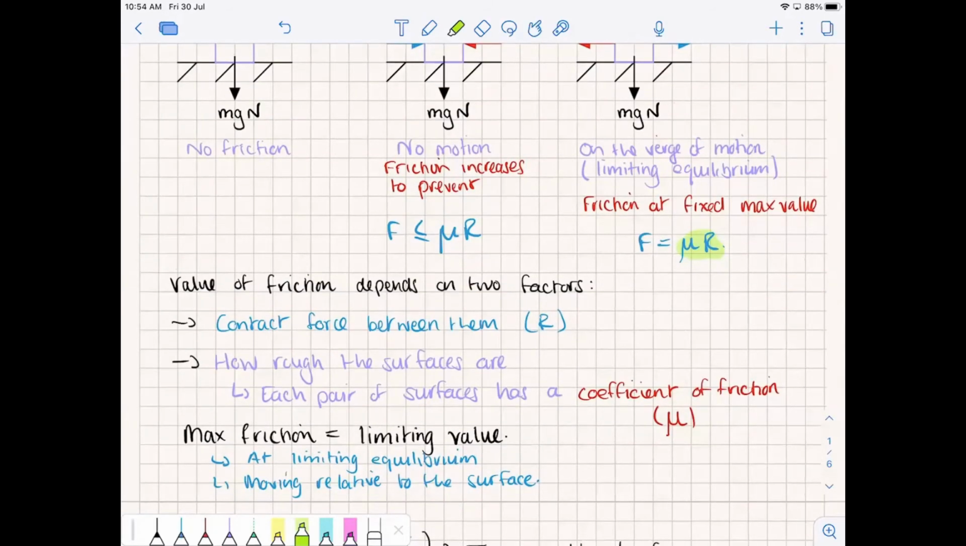And just to end off with that, right? The maximum amount of friction that an object can have is also called its limiting, or the limiting value. Same thing, limiting equilibrium. It's on the limit. And obviously anything more than that and the object will move relative to the surface.